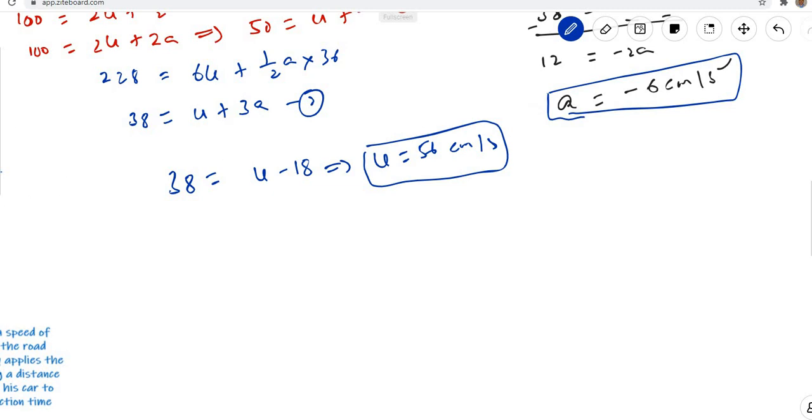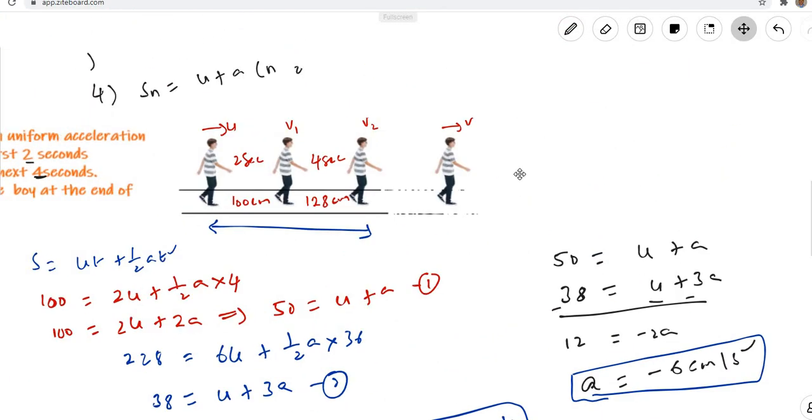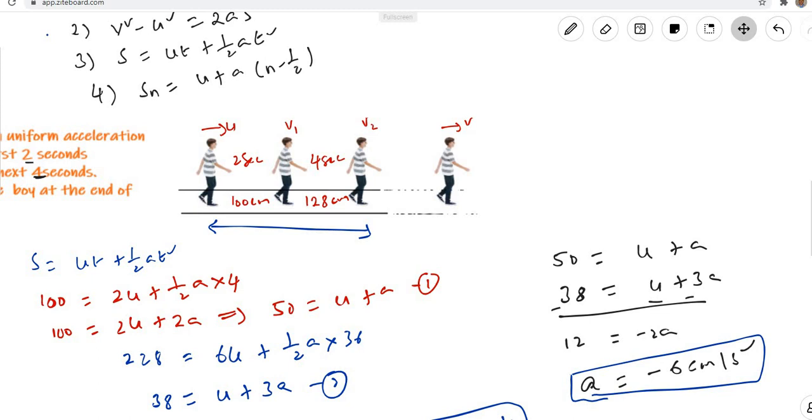Now we have to find the velocity at the end of 6 seconds. So v = u + at, the formula again. Initial velocity is 56, a is −6, time is 6 seconds. So the answer is 56 − 36. At the end of the 6th second, his velocity will be 20 centimeters per second.